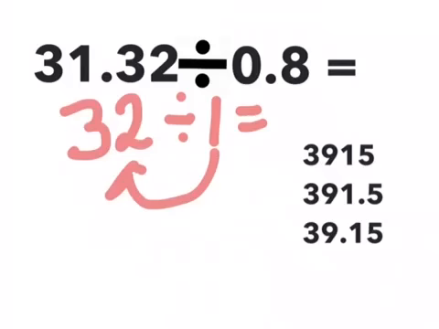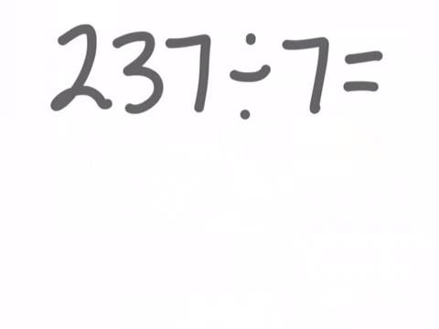If we have a look at our possible options, we can see that we have 3,915, 391 and 5/10, or 39 and 1500. Well, since we know our answer is pretty close to 32, the only one that makes sense for us to choose is our 39 and 1500.